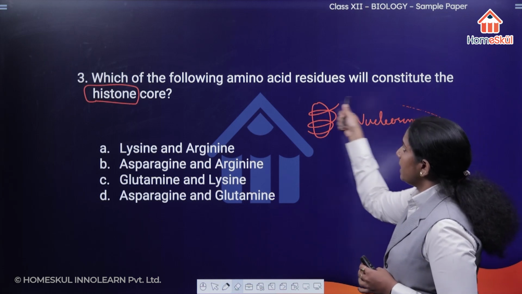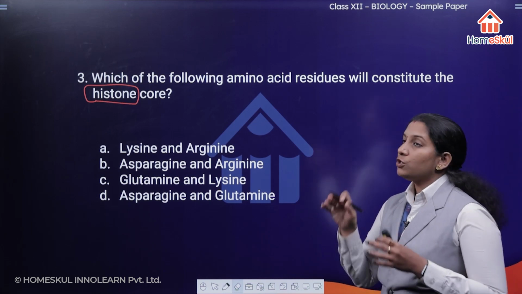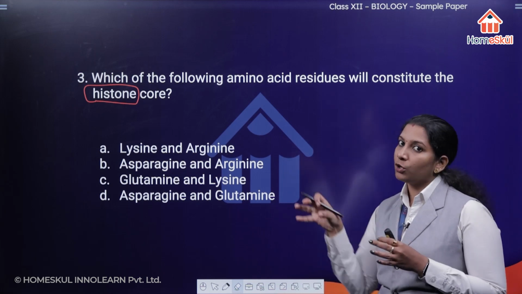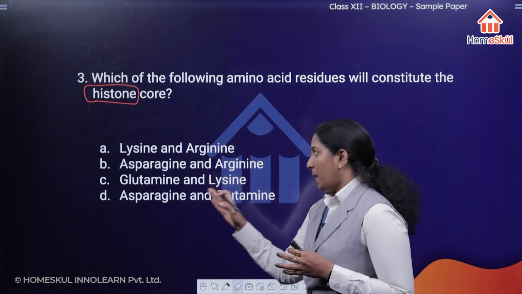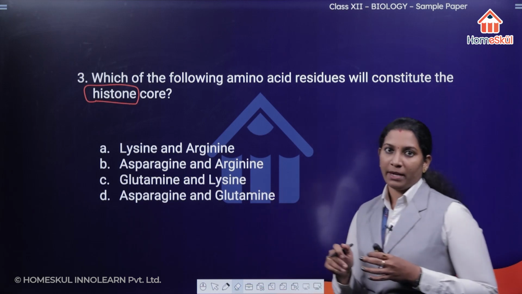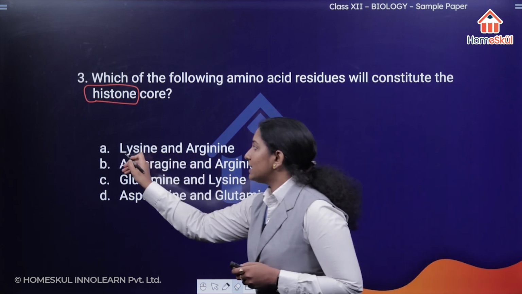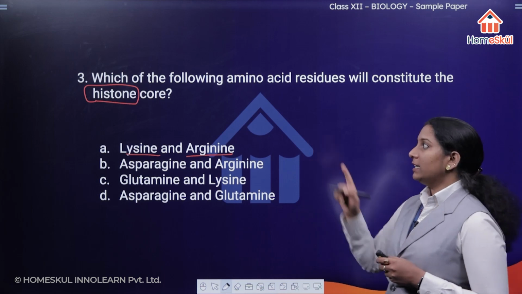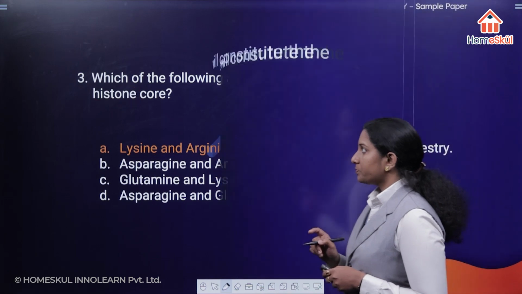So, the question is about the amino acid residues which will constitute this histone core. Which amino acids are responsible for the formation of these histone proteins or the histone core? The options are lysine and arginine, asparagine and arginine, glutamine and lysine, asparagine and glutamine. From this we can choose lysine and arginine. These lysine and arginine are the 2 amino acids which constitute the histone core, so keep this answer in mind.